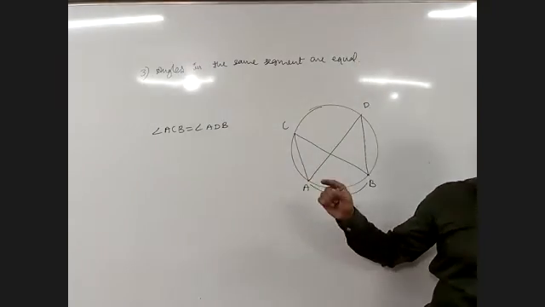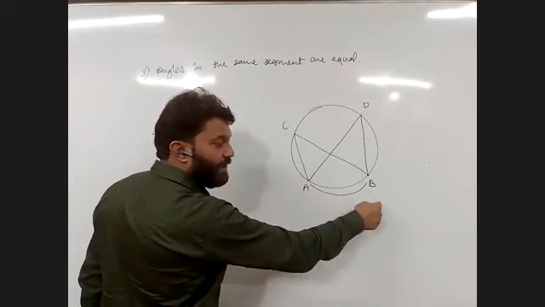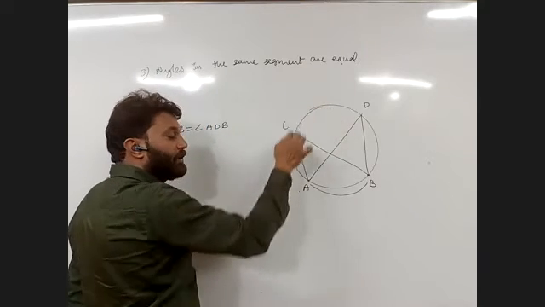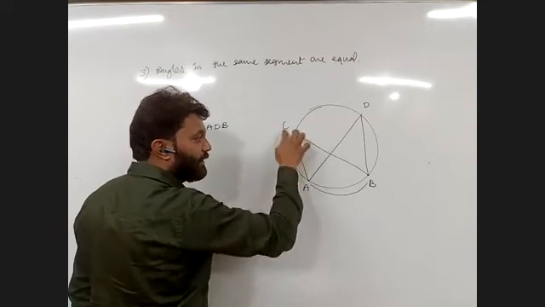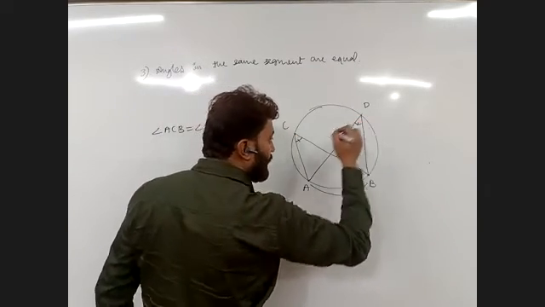Angles formed by the same arc in the same direction. See, ACB and ADB, both the angles are towards this side of the arc. That is why they will be in the same segment. Angle ACB will be equal to angle ADB. Would you like to know why they are equal?